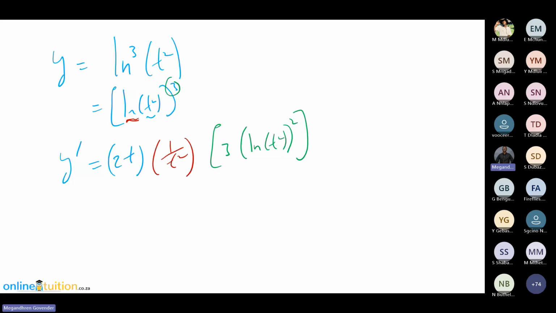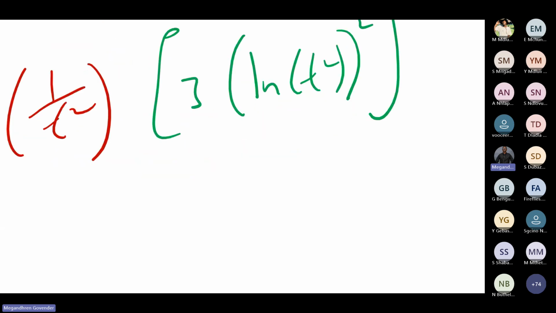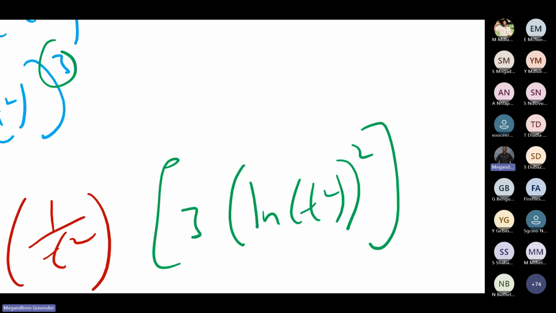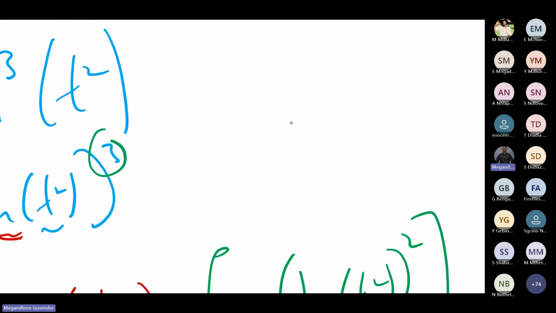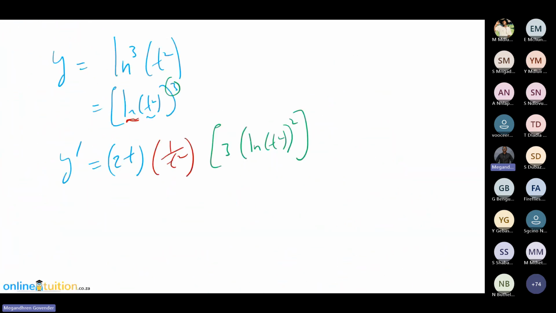Right? So where does the 2t come from? It comes from the derivative of t squared. Where does the 1 over t squared come from? It comes from the derivative of ln. And where does the green part come from? It comes from ln t squared all cubed. So if something is all cubed, then it's 3 times that something squared. So spend a moment on that, think about that, and see whether you agree with that part there.